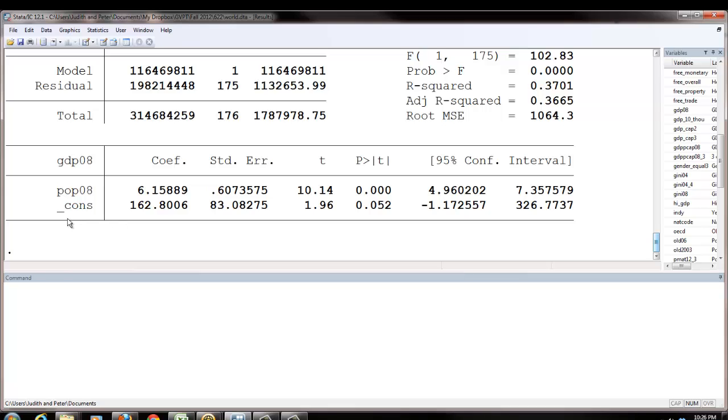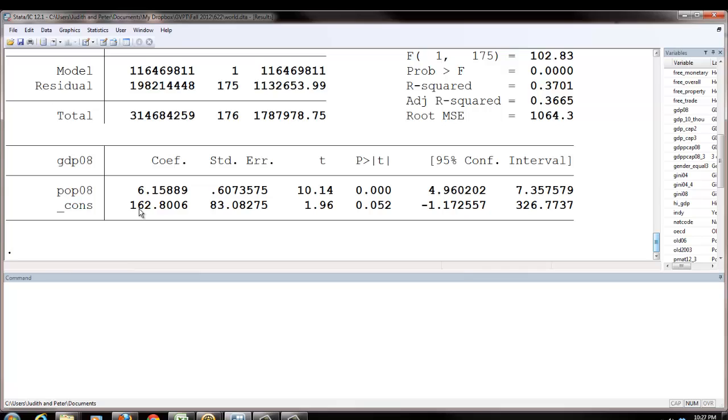Now let's look at the constant term. The constant term is interpreted as the value for the dependent variable when the value for all independent variables in the model are held at 0. So this can be interpreted as a country's GDP when it has a population of 0. A country on average with no people in it has a GDP of about $163 billion. Obviously, that doesn't make very much sense. It's not a requirement that the constant term be substantively meaningful. It serves a statistical purpose.